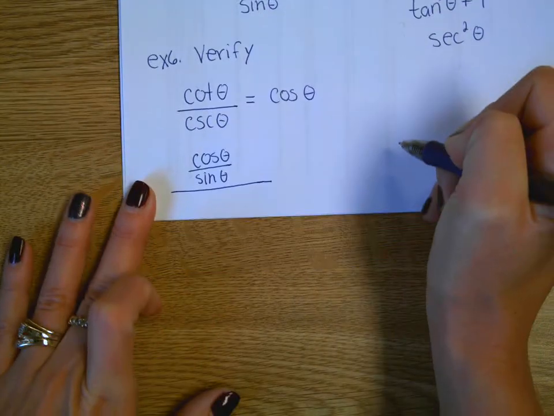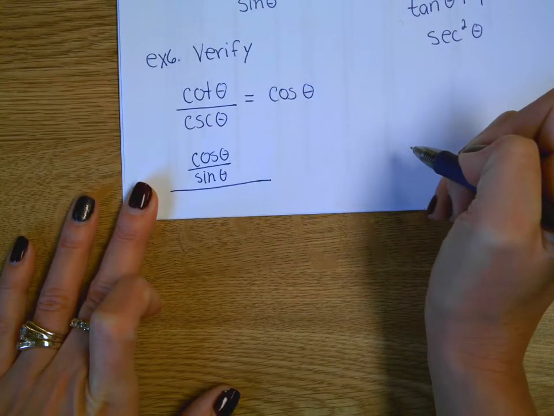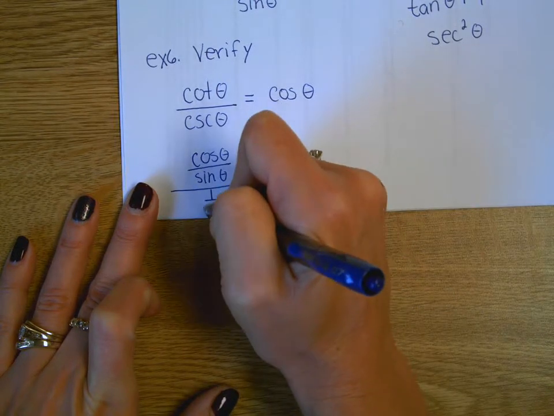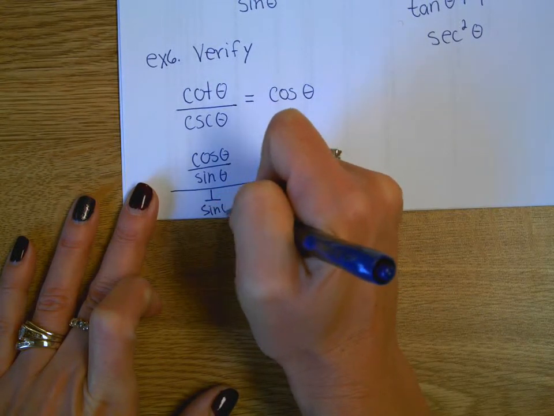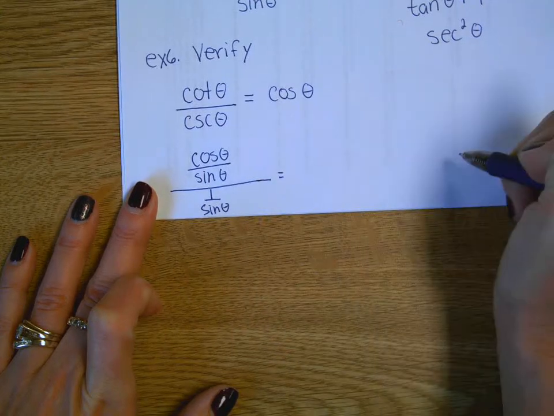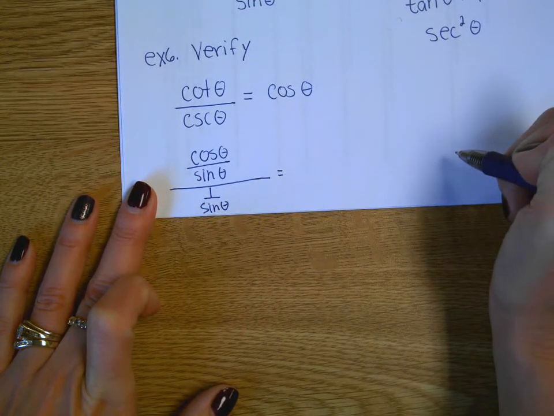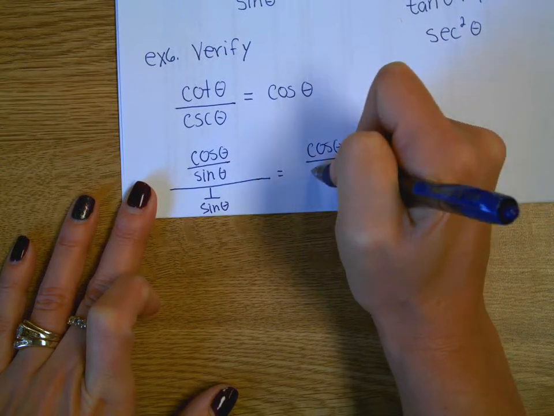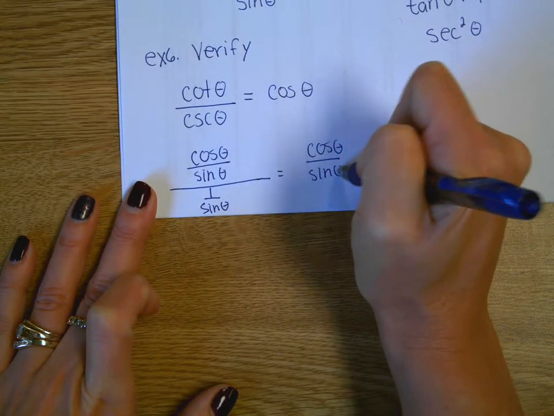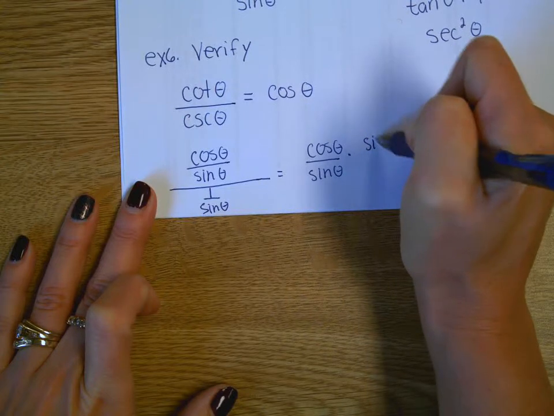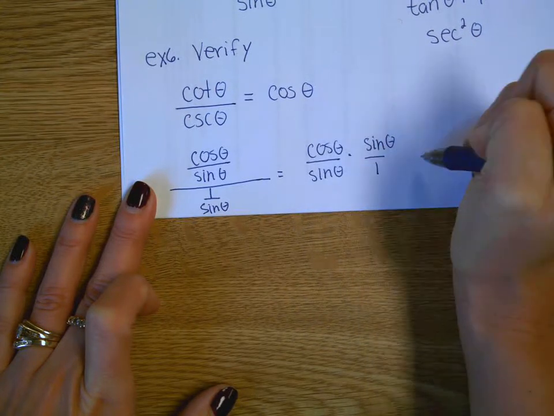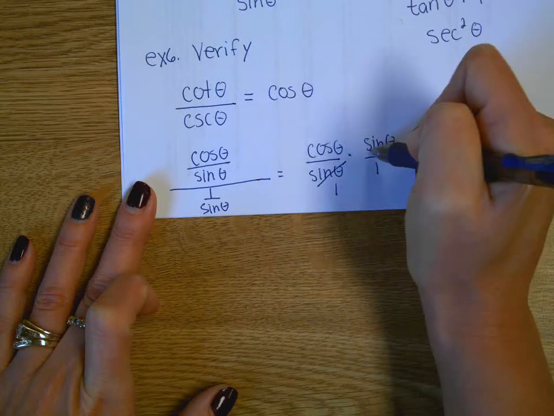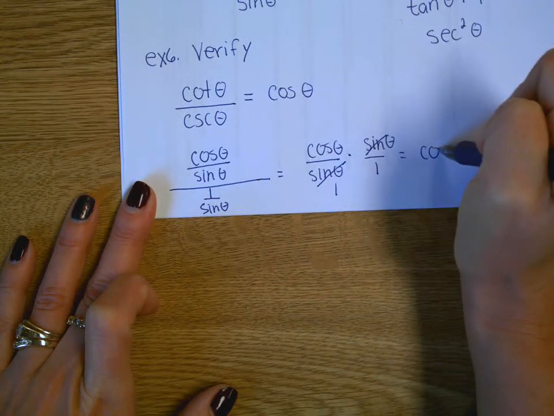What do you want to do with cosecant? Flip it to 1 over sine. Now what? Now let's multiply by the reciprocal. There you go. So cosine over sine. Oh, well, this was easy. And then we just cross out the sines, we got ourselves a cosine. And you didn't break any rules, and you showed all the steps. So we can verify.